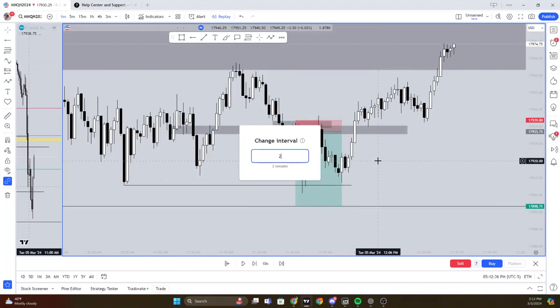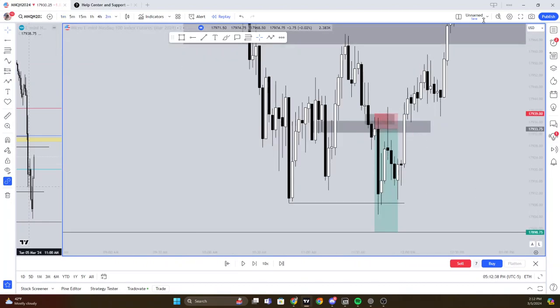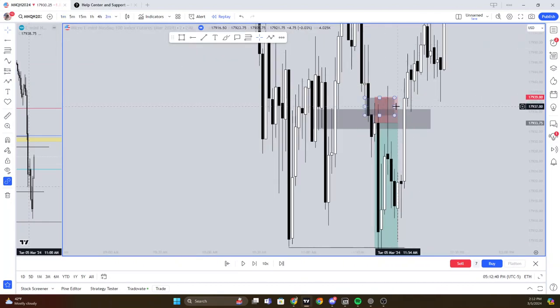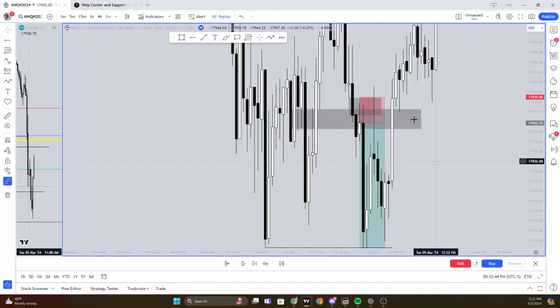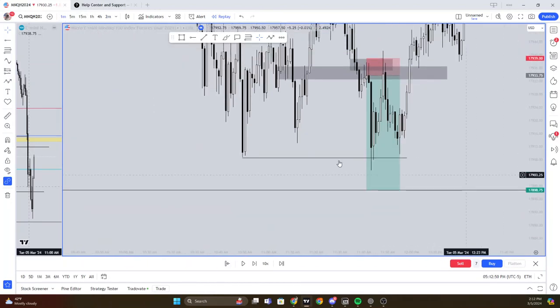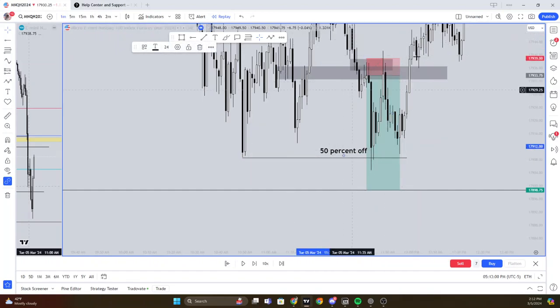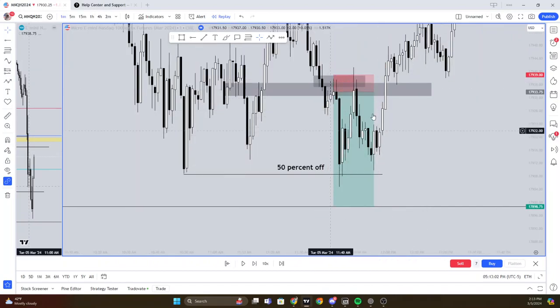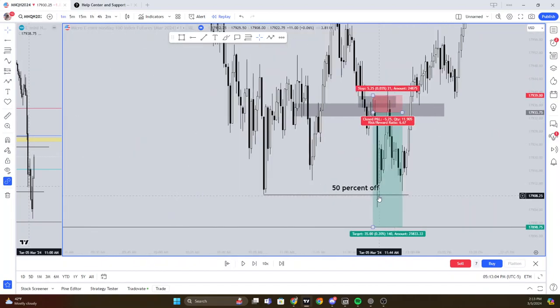On the 2-minute chart, there's a regular fair value gap right there. And this is when I use fair value gaps as a retracement tool for entry. So it retraced, saw some solid rejection, and that's when I entered. 50% take profit right here. So I took off 50% of my position, then put stop loss at break even. You could see it stopped me out at break even.